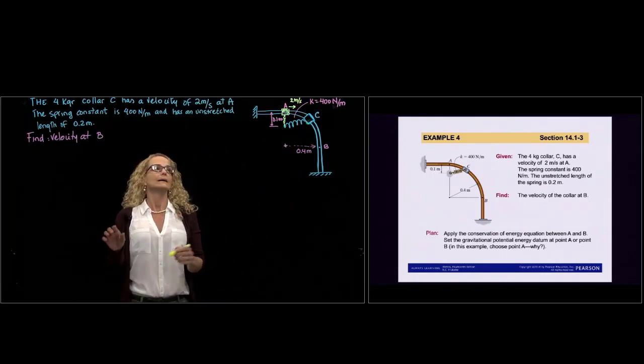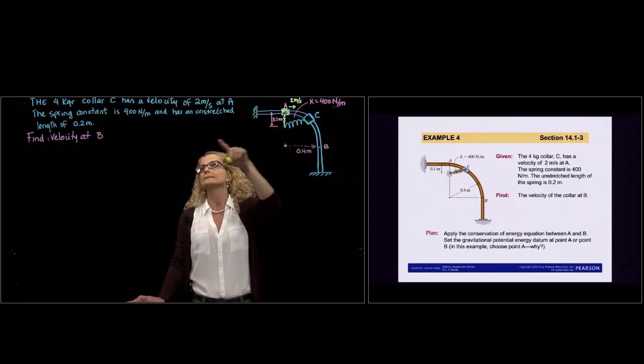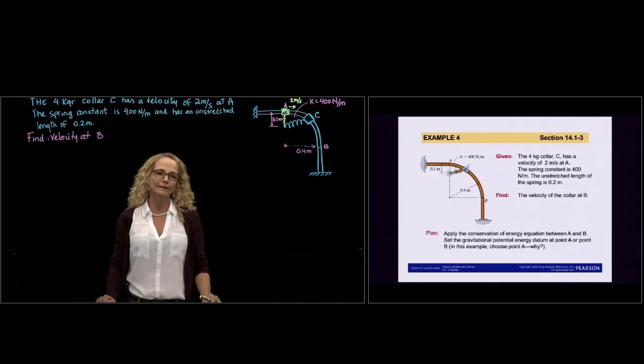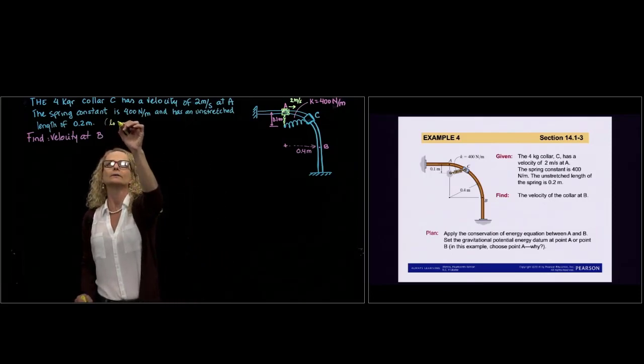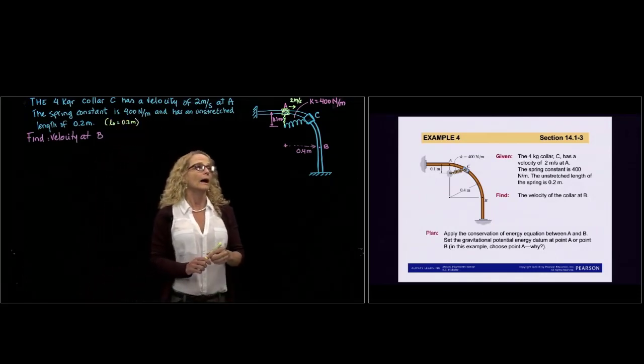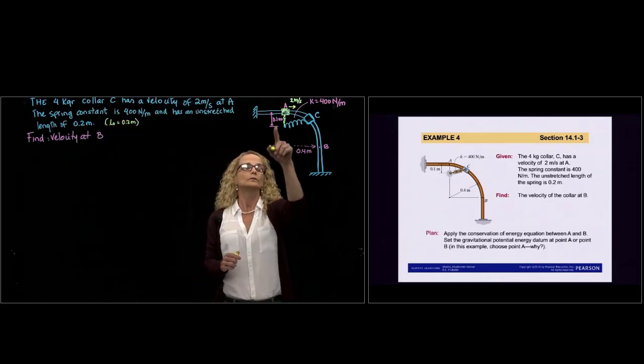So the spring will be like here, and it has a velocity of 2 meters per second. And the spring has a constant of 400 newtons per meter and has an unstretched length of 0.2. So L0 is equal to 0.2 meters. And we are asked to find the velocity at B.